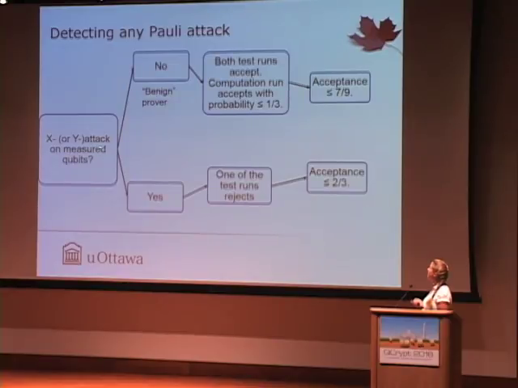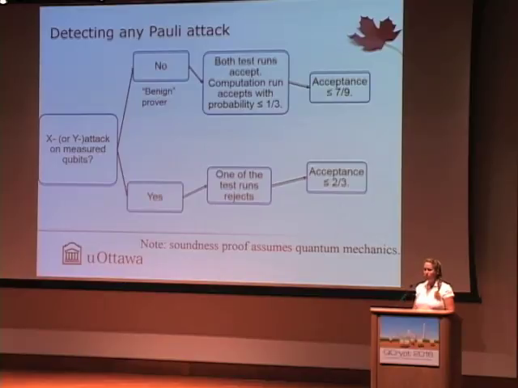And in the case of the non-benign attack, then one of the test runs is going to reject. That's because in the X test run, we have this gadget that has a deterministic measurement outcome, and so either one of the X test or Z test runs are going to reject, and that's going to leave our acceptance at most 2/3, which is the probability that we have not picked the run that's going to detect that attack.